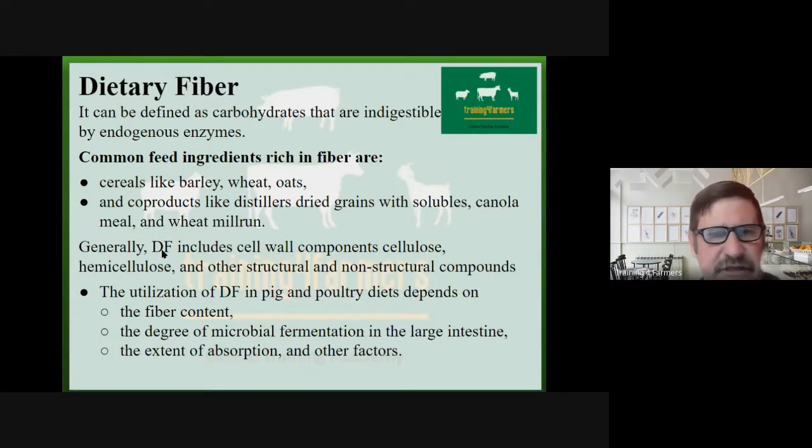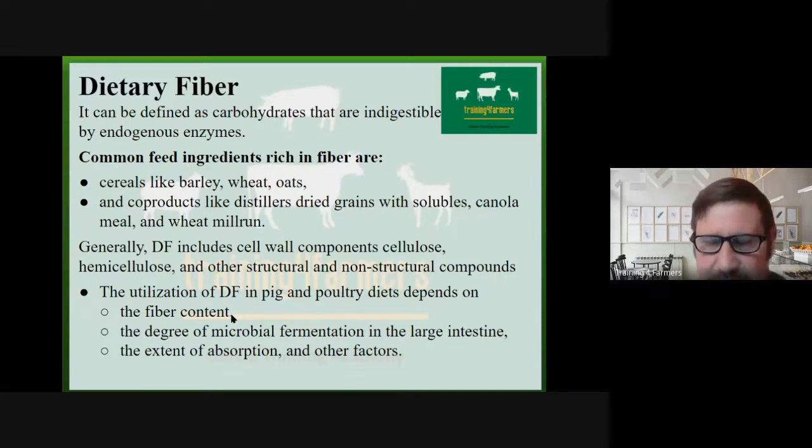Generally, your digestible fiber includes cell wall components like cellulose and hemicellulose and other structural and non-structural components. So that makes up the dietary fiber. The utilization of dietary fiber in pigs and poultry depends on, firstly, the fiber content. The higher the percentage of fiber, the less digestible it is.